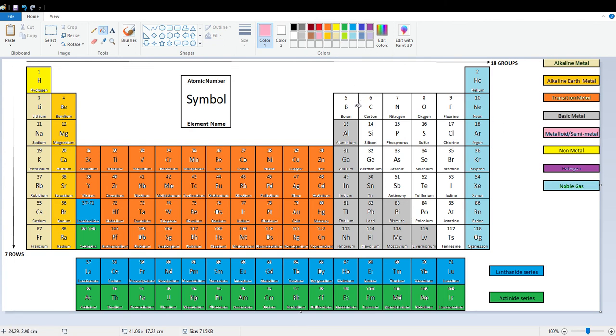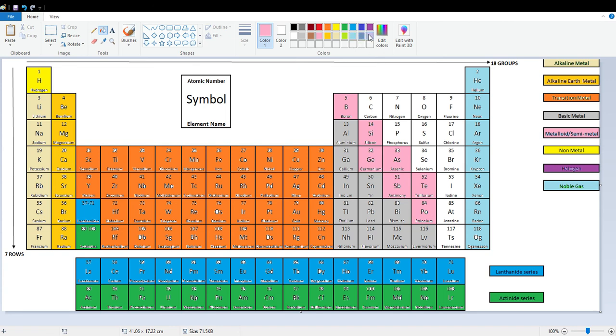Now, as for the metalloid group, metalloids are also known as the semi-metal elements. These elements are boron, silicon, germanium, arsenic, antimony, tellurium, and polonium.